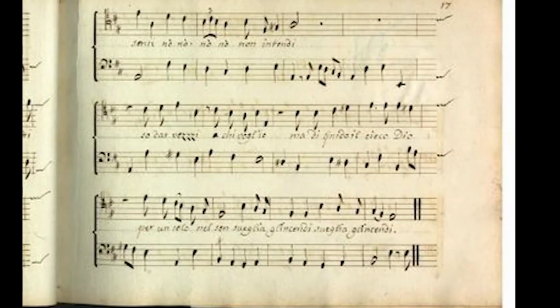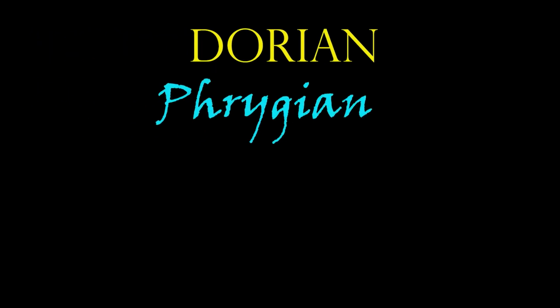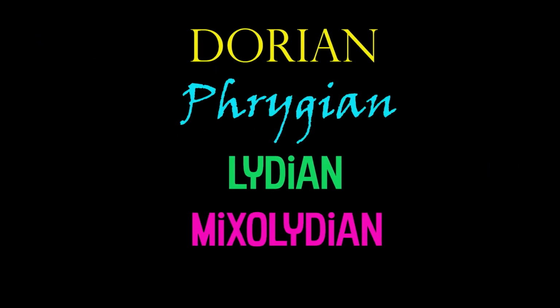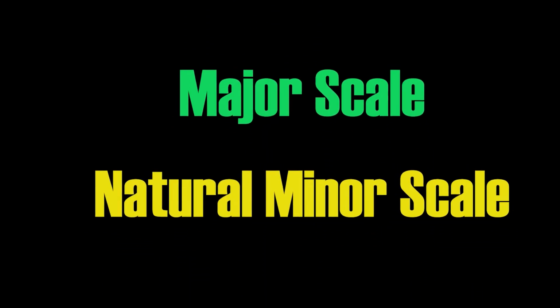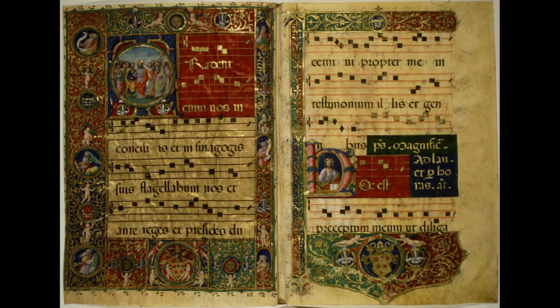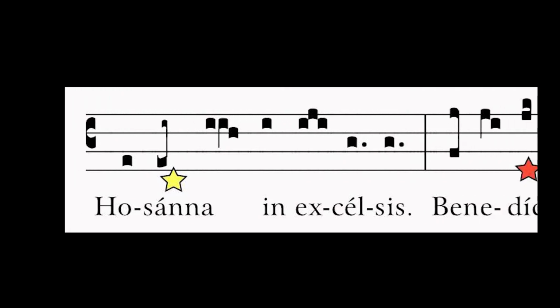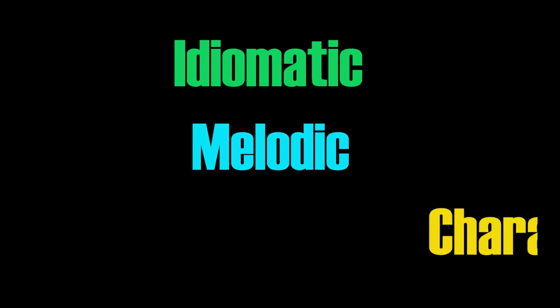When people think of modes, they most often refer to the so-called church modes of medieval Europe. Among these are Dorian, Phrygian, Lydian, and Mixolydian. Historically, these preceded what we call today a major or natural minor scale. We won't get into the history of the modes in this video. Rather, we're going to look at ways that we can identify the modes through certain idiomatic melodic characteristics.